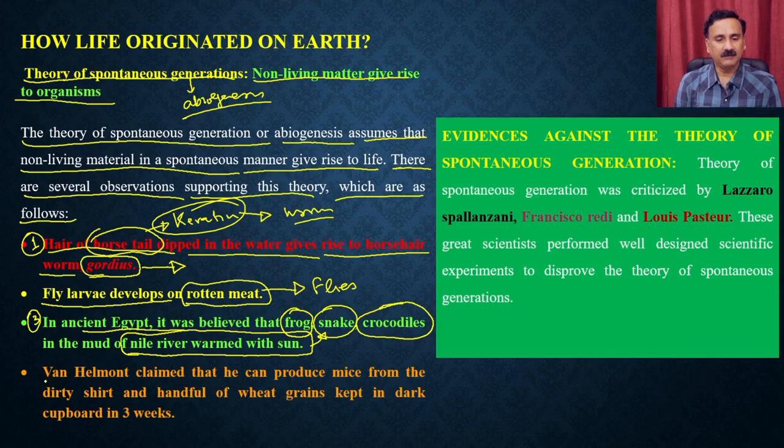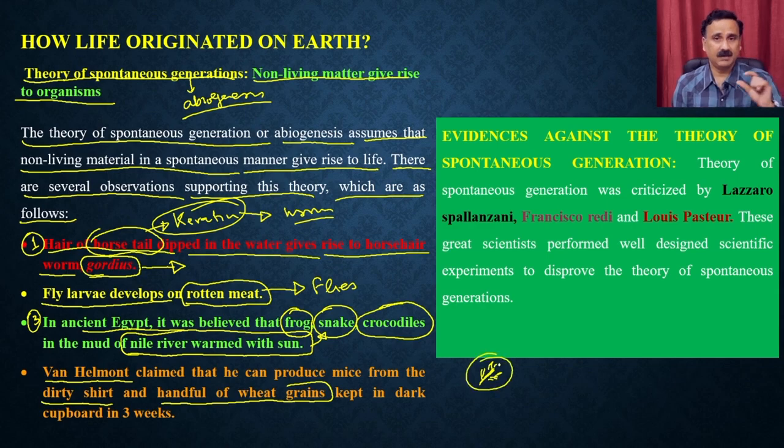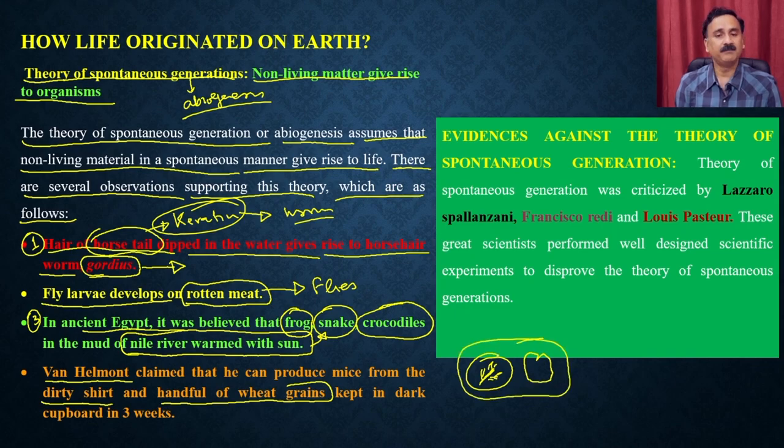And then ultimately one scientist, van Helmont, also did an experiment. He took a dirty shirt and a handful of wheat grain, and he kept those things. So he took the wheat grains or the barley, and he took the shirt, and he put it into a cupboard and closed that cupboard for 3 weeks. What he found is that the cupboard had actually developed mice at the end.